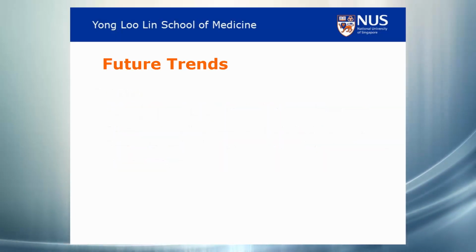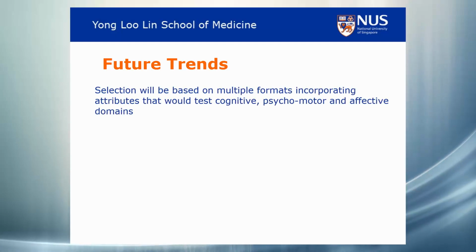So, a few things that I see. First of all, we are moving away from single formats or single tools like an interview or the high school results, and more of the selections are being based on multiple formats, incorporating attributes that would test both crystallized and fluid intelligence, the cognitive domain, the psychomotor, and the affective domains as well.